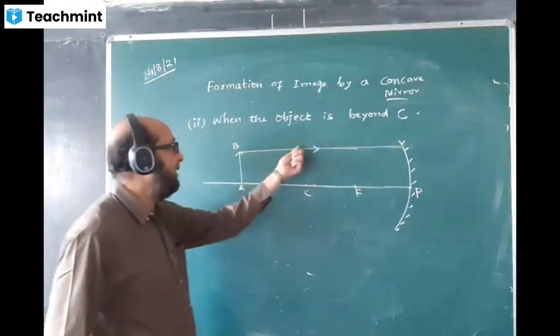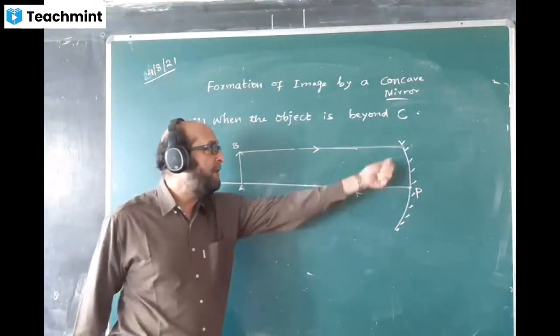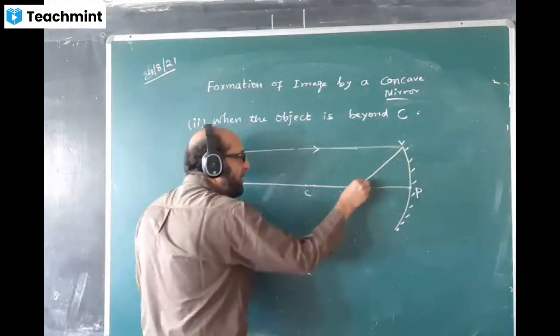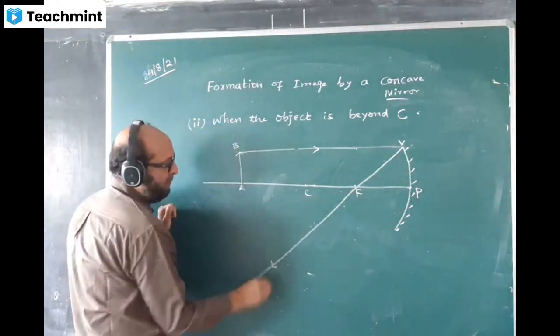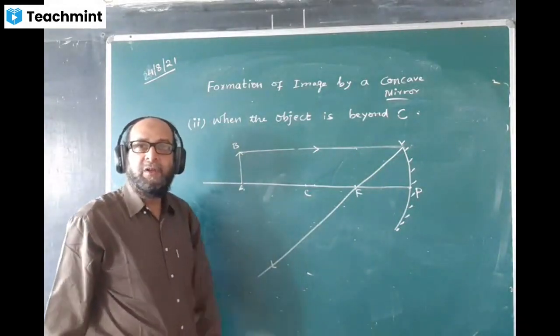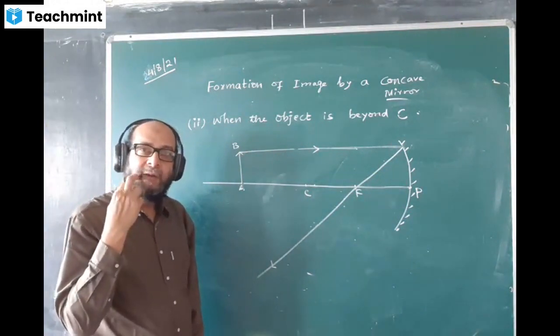What will happen to this ray parallel to the principal axis? What will happen to it? After deflection from the mirror, it will pass through F. So draw a line passing through F like this, using ruler. First rule we followed. Done?